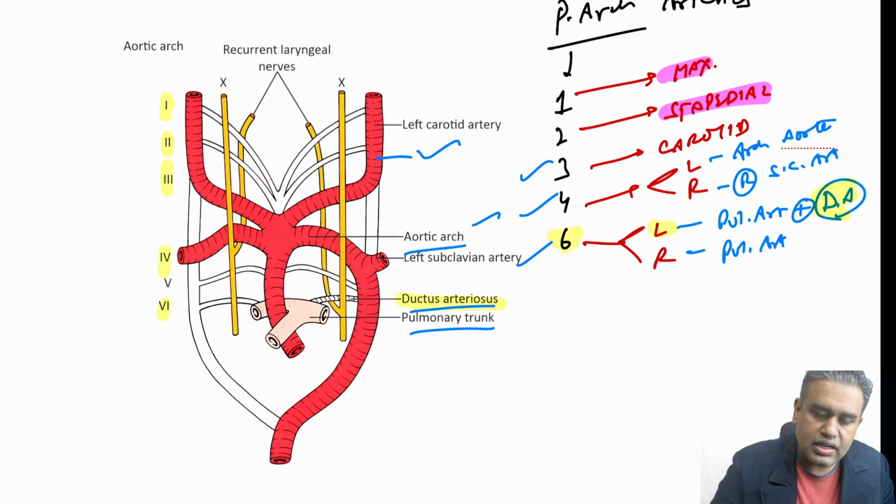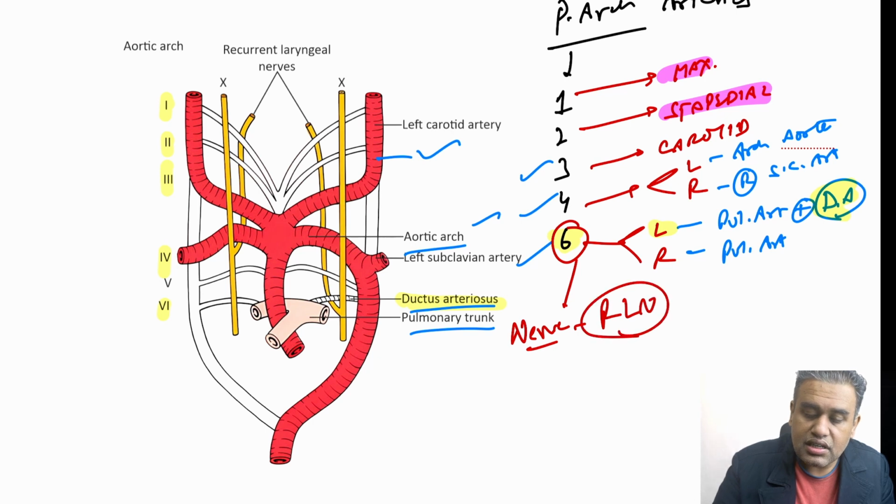Now, if you talk of the nerves of these related arches, you will realize that for the sixth pharyngeal arch, the nerve is what? The nerve is the recurrent laryngeal nerve. Therefore, you can see these are the recurrent laryngeal nerves. Let me highlight them for you. Can you see this green highlighter over here? These are the recurrent. This is right side, that is left side.